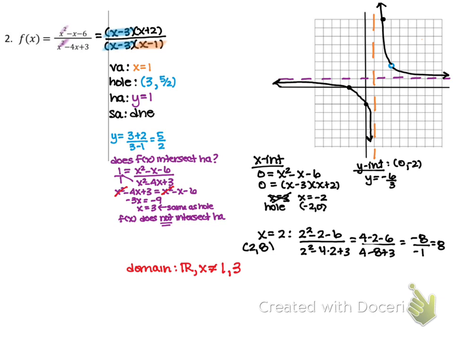Domain is everything except for where the x doesn't exist, and the x does not exist at the vertical asymptote. It does not exist at the hole. So there's our complete answer to this question.